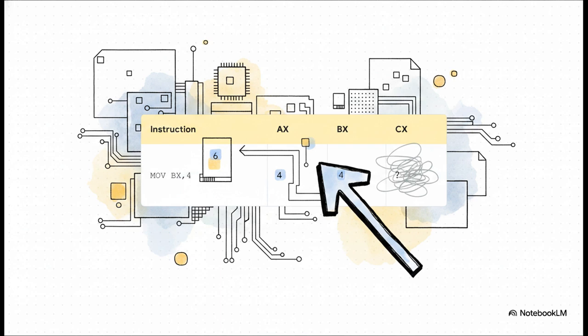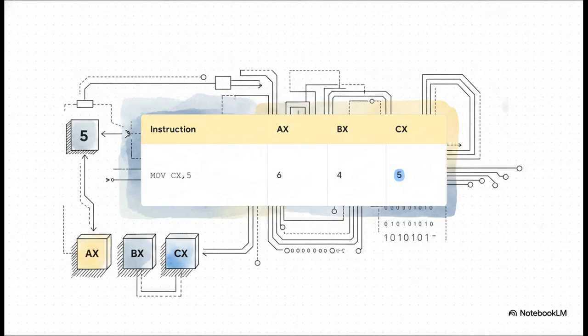Now for the next one, MOV BX, 4. Pretty straightforward. The CPU copies the value 4 into our second register, BX. Notice that AX is totally untouched during this step. It just stays at 6. And we do the exact same thing for CX. The instruction MOV CX, 5 copies the number 5 into the CX register. So now all 3 of our main registers are loaded up and ready to go.